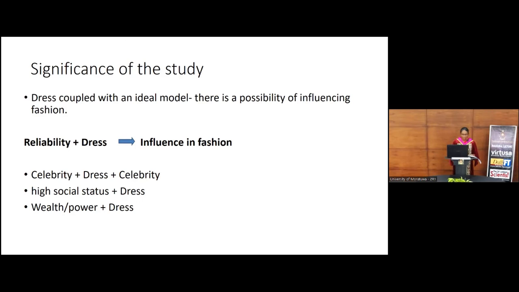Reliability comes as beauty, wealth, power, caste, skills, and such factors. Then if we couple that reliable factor with the dress, there is a probability of creating an influence. These reliable people then became fashion icons. Reliability stands positively in this influencing process.